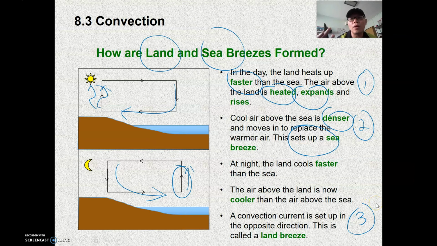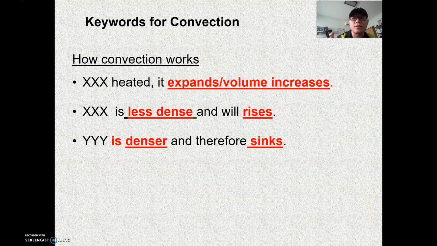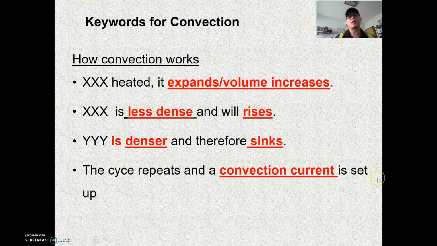So what I have done here is I classified convection into a simple three-step process so that students will have an easier time grasping the explanations, giving the correct keywords in exams, getting their marks, getting the correct grades that they deserve. So bear in mind, the three tagging keywords are the three tagging sections. The keywords are listed here.